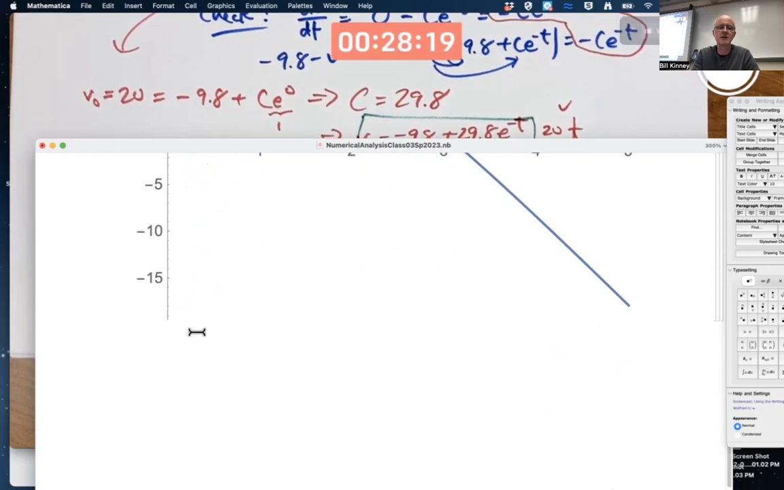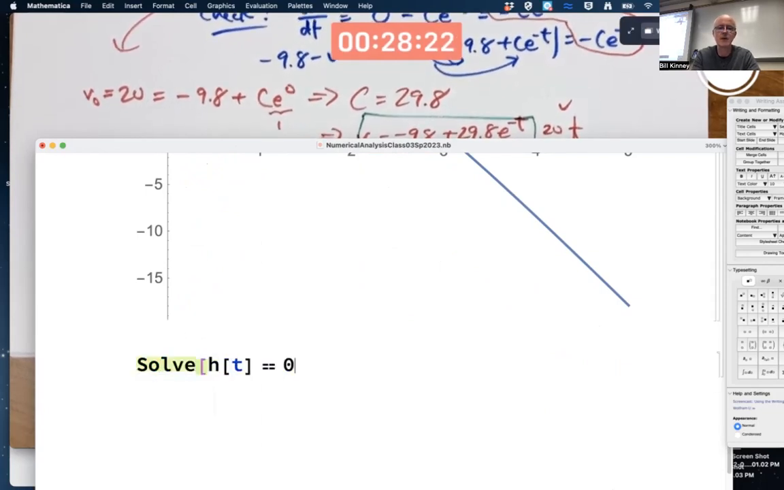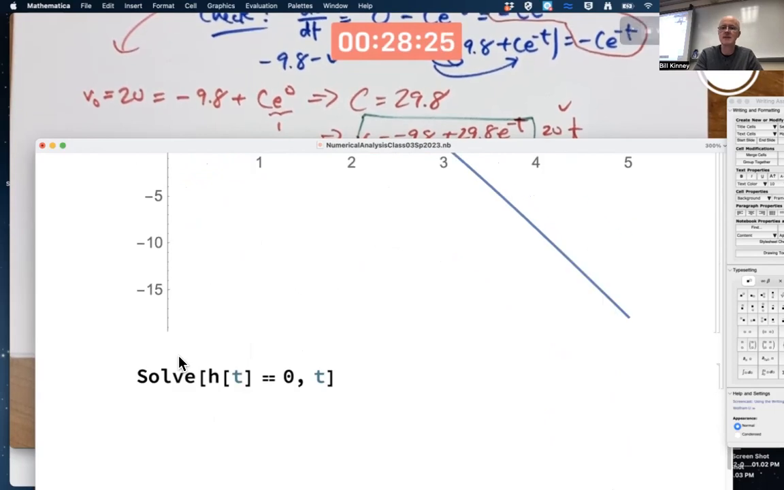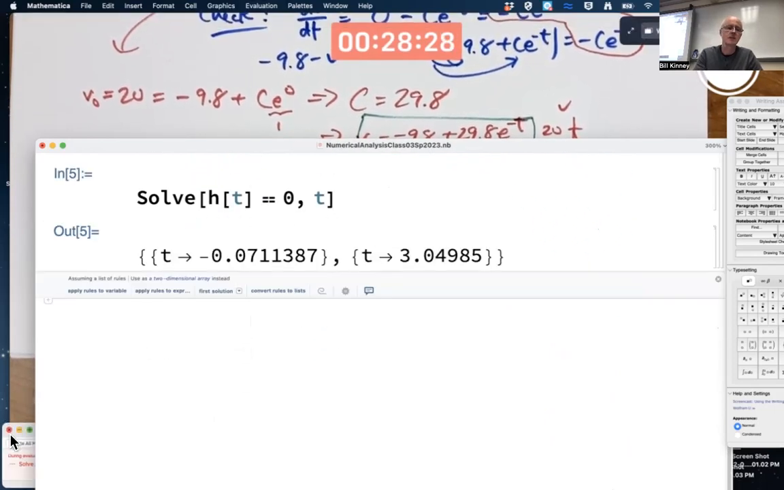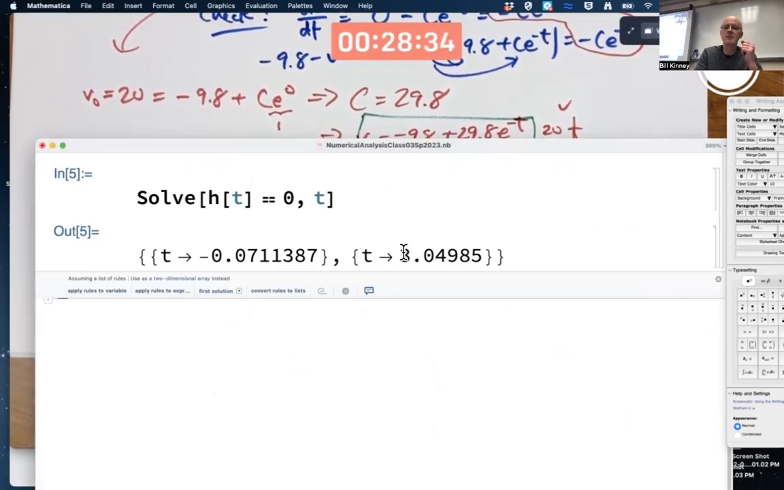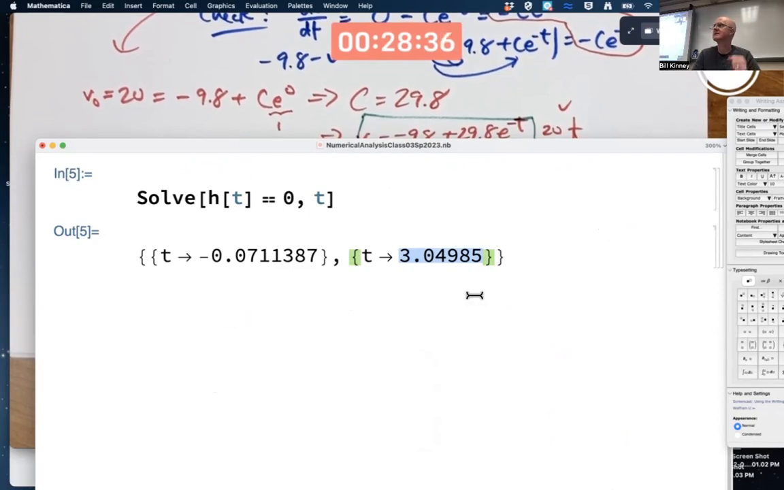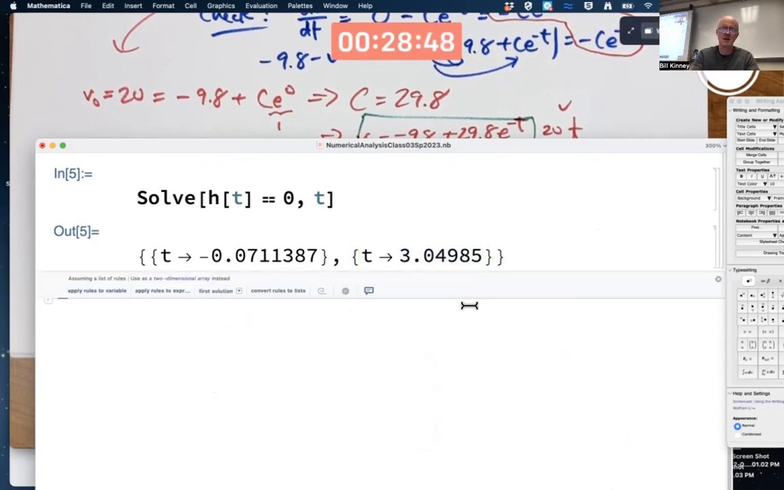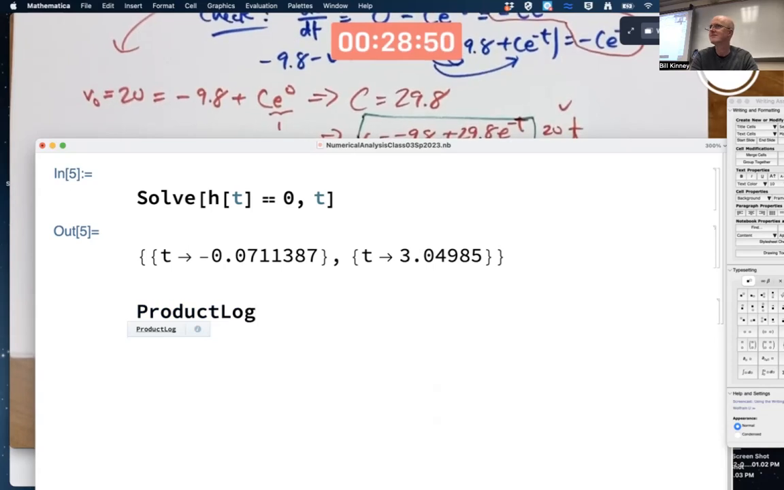Now, Mathematica will solve it. If I say solve h of t equals 0 for t, it will give an answer of slightly bigger than 3, though with a little beep. It's saying danger, inverse functions being used. That's not always a problem. This is the correct answer to that many decimal places. However, you should realize that Mathematica is not really doing it in a way that you could do it by hand. It's using a function you've never heard of before called the product log function. It's not a function you learn about in any classes that you've had before this class. So it's kind of cheating in a way.